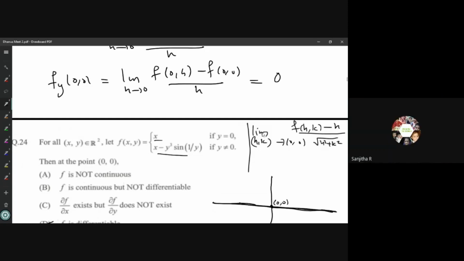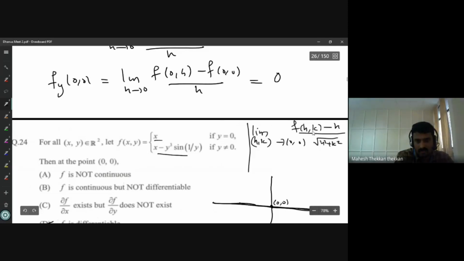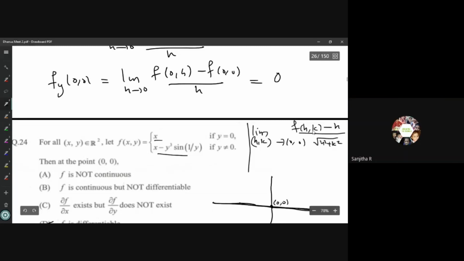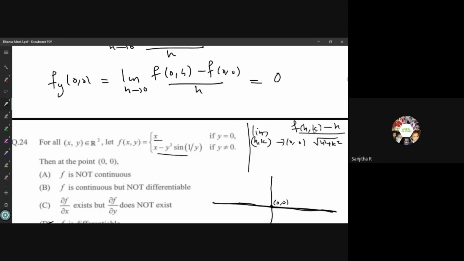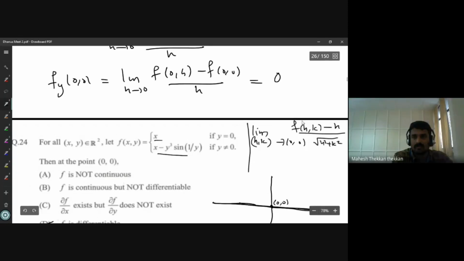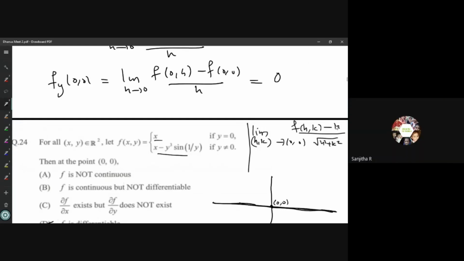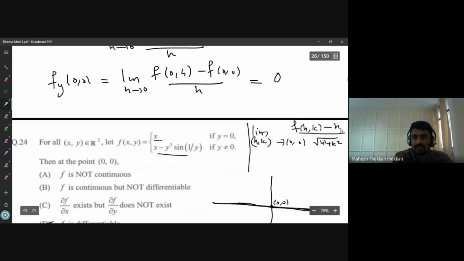Now again, you have to look at the cases k equal to 0 and k not equal to 0. For k equal to 0, you have to consider the first function, right? What is your f(h,k) for k equal to 0? F of h,k is h. So here you will get h, and the numerator you will get h minus h. That will be 0, right?